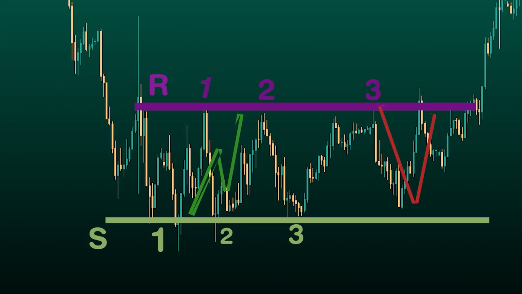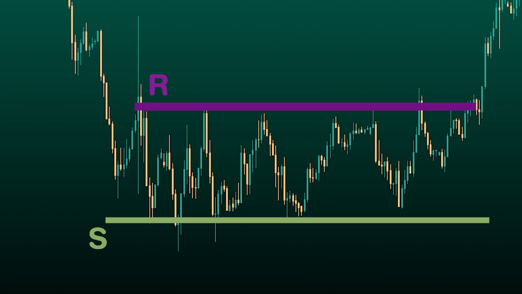If a level gets broken, it can flip its role. Support becomes resistance, and resistance becomes support. Mastering support and resistance helps you understand where the market is most likely to react.